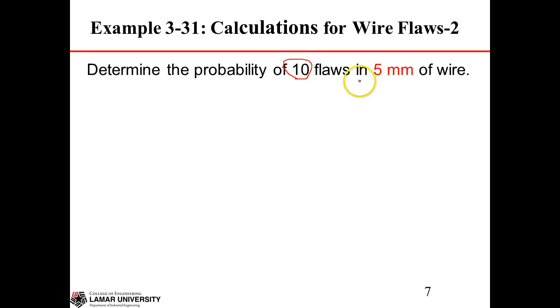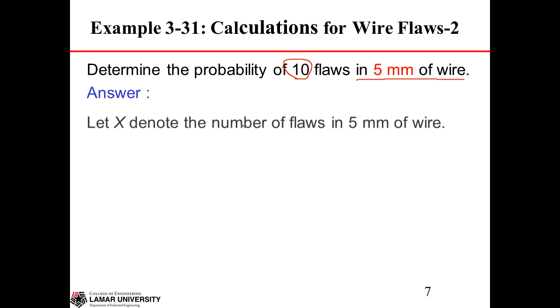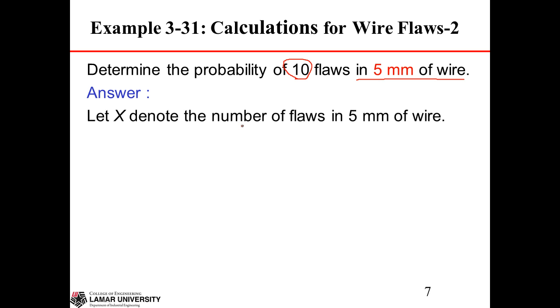The other thing is we are not examining 1 mm of wire. Instead, we are looking at 5 mm of wire. You can imagine if the length is expanded, you should have a higher chance of seeing flaws. So therefore, let's use X to denote the number of flaws in 5 mm of wire.